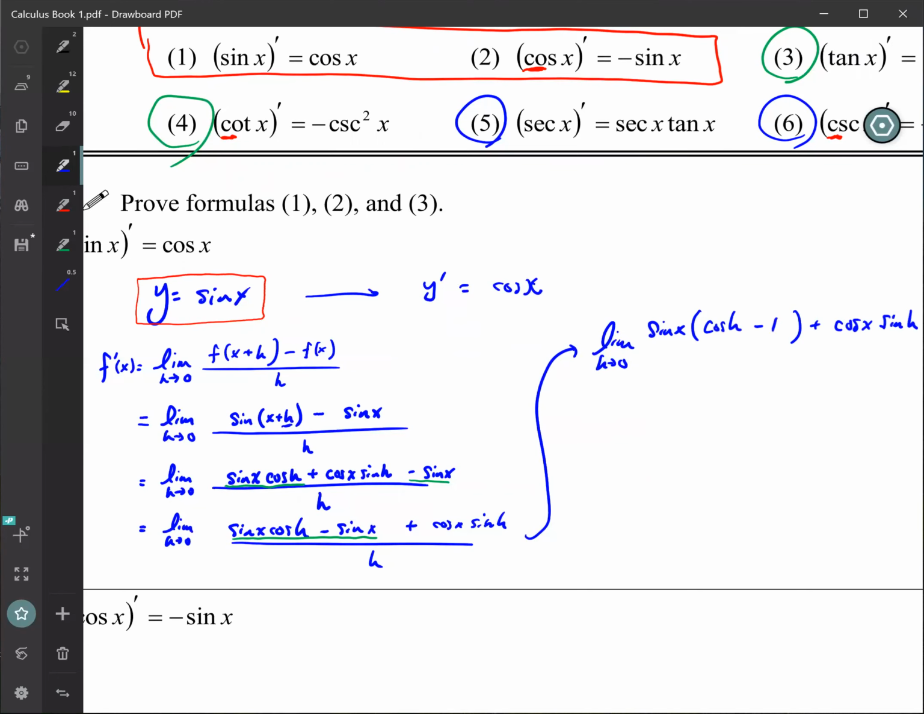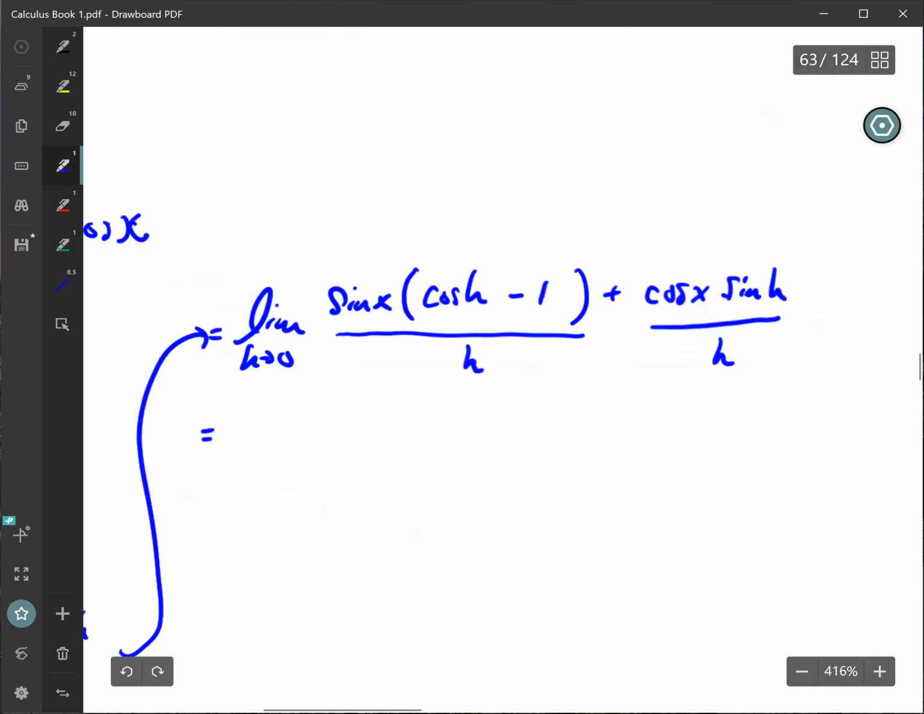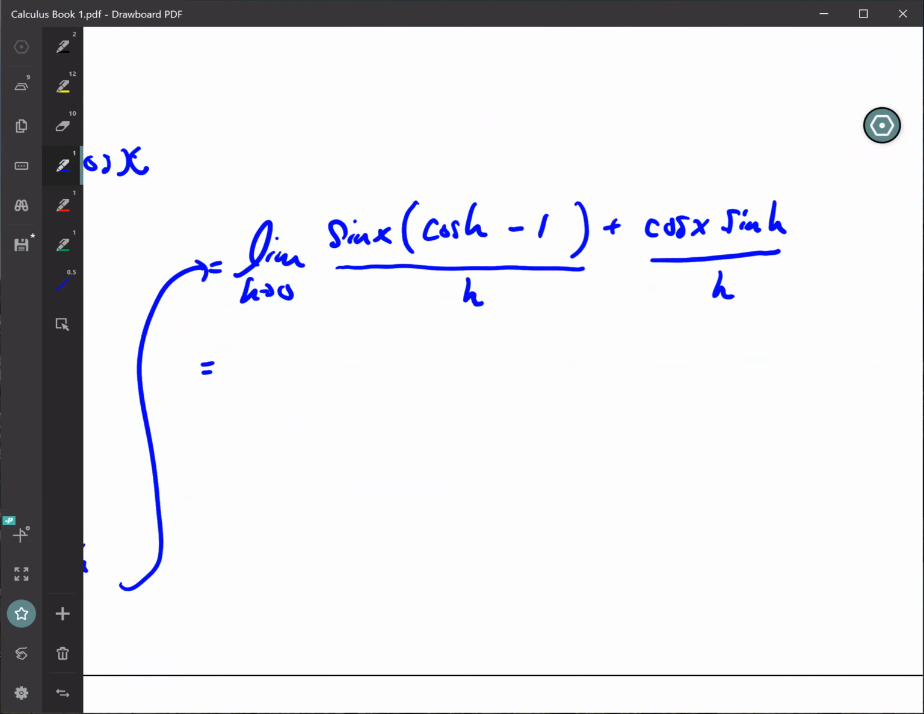Now for the all over h, I'm going to skip a step and split the fraction. So I have the first part over h and also the second part over h. Any questions so far? How that happened? Let me know if you got lost. Okay, now what should we do next? We need to use something that we learned from last class. We can separate the stuff.